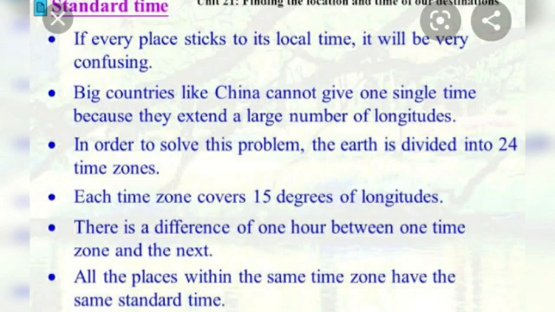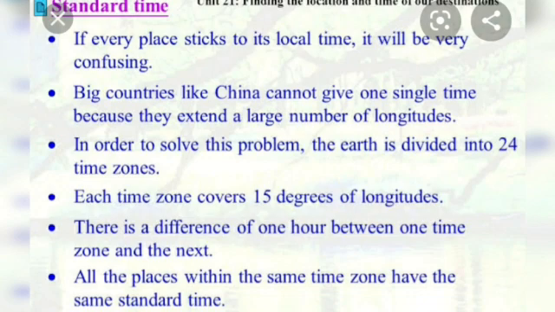Now what is the standard time? It means that all the countries of the world have selected one meridian line to govern the timetable of their whole country. Like for India, it is 82.5 degrees east, based on which the timetable for the whole country is then governed.